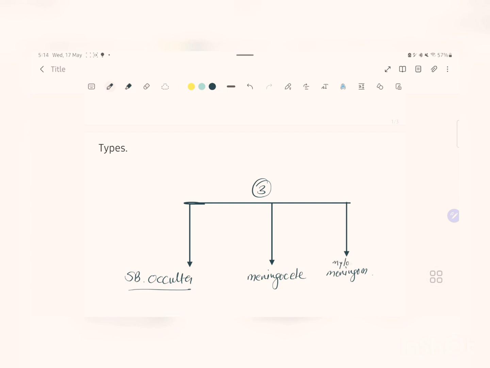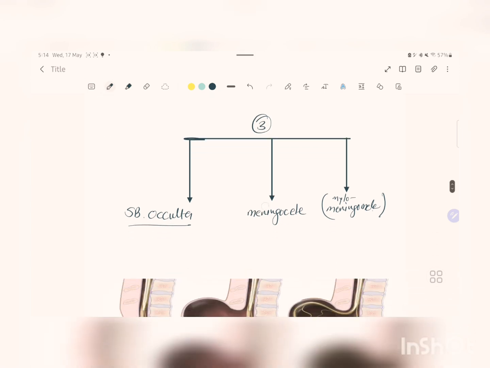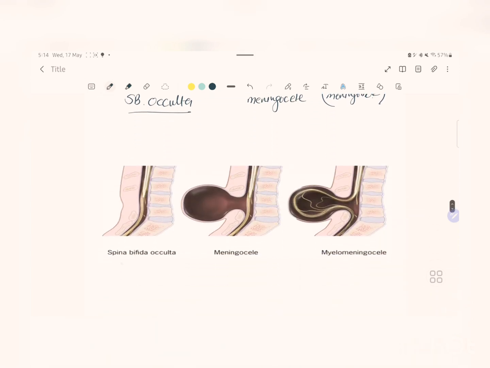So let's see the first type, that is spina bifida occulta. What happens in spina bifida occulta? Actually this is a mild form. In this form, there is a defect in only the posterior element, that is the spinous process or lamina. So externally there is no deformity. In some patients we find a tuft of hair on the lower back over the lumbar spine. There is no visible deformity other than that.